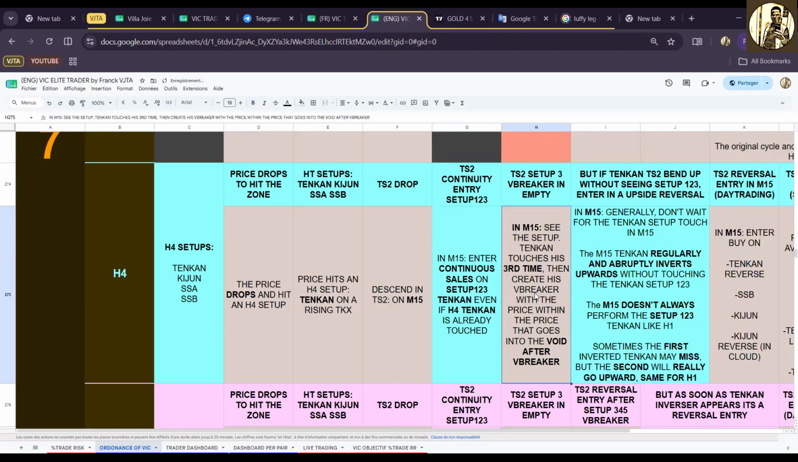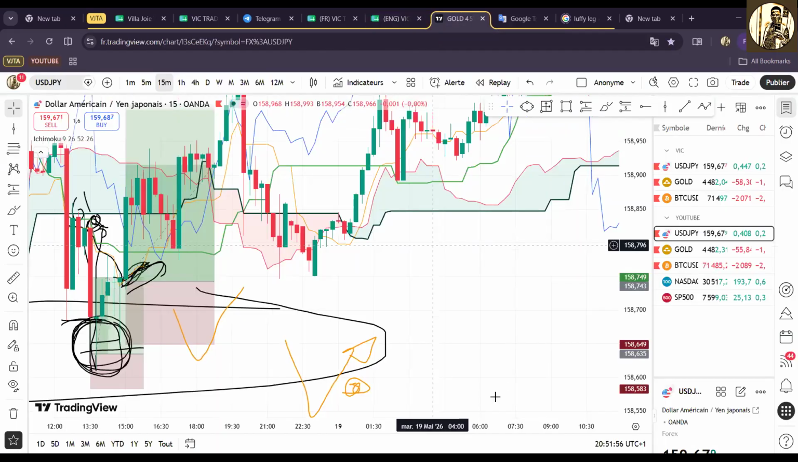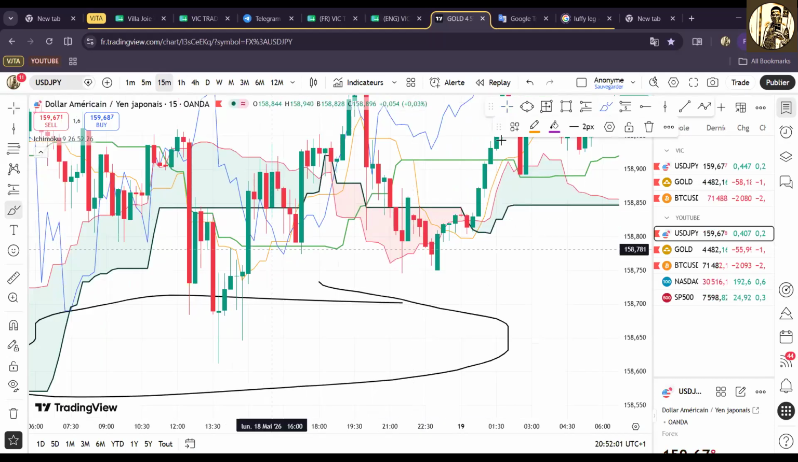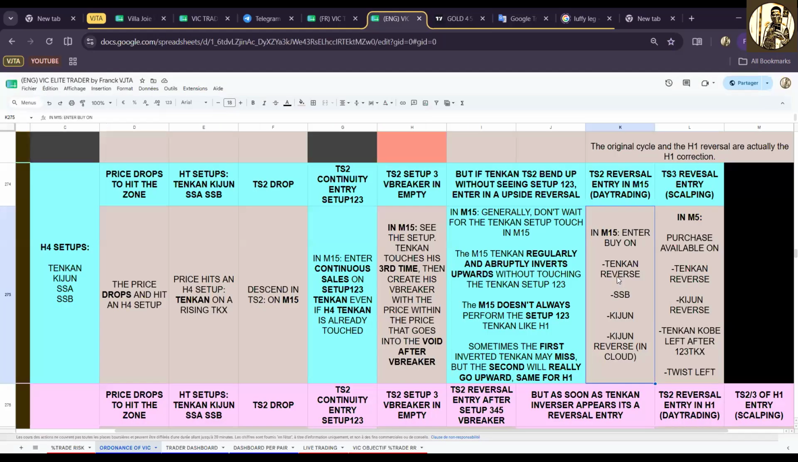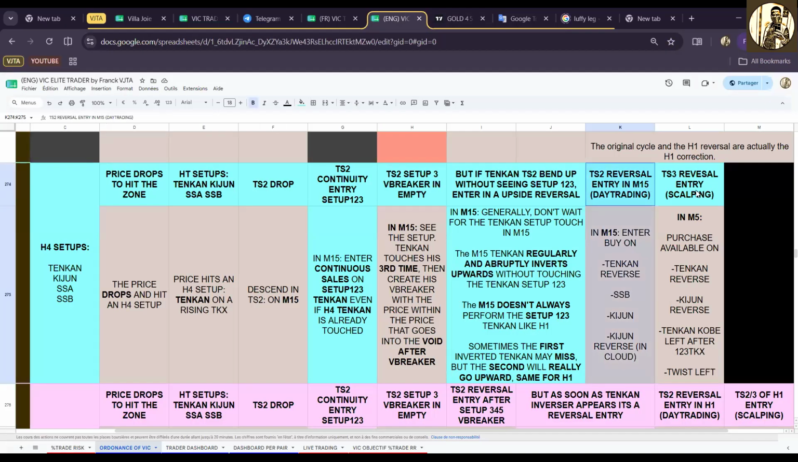So on the right here, now when you take the reversal to the upside and you want to buy the price, you can buy on Tenkan inverted to the upside here. On SSB, on Kijun, for example, here you can keep buying. On SSB inverted, you can buy. On Kijun, here you can buy. On SSA inverted, you can buy. So those are the places I just gave you for day trading buys, right?